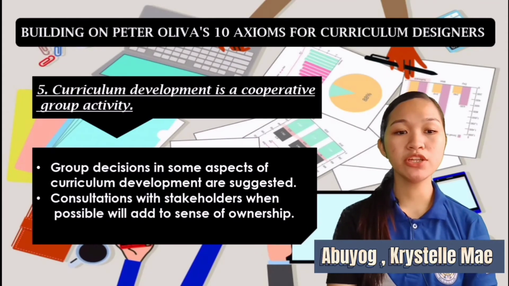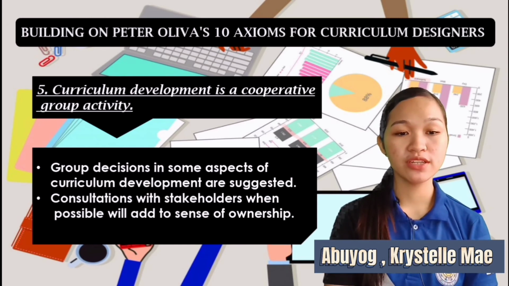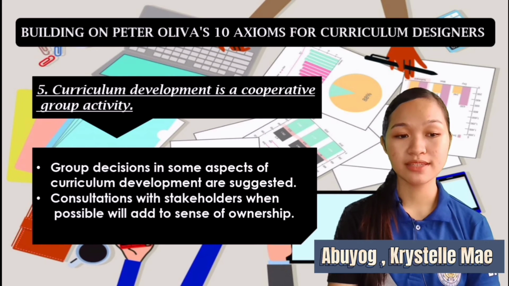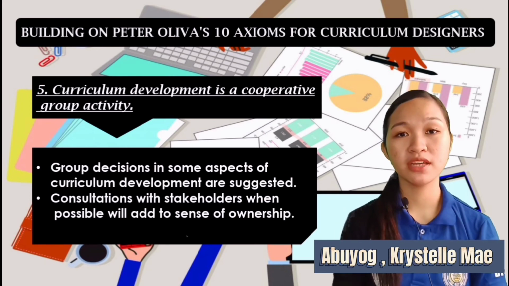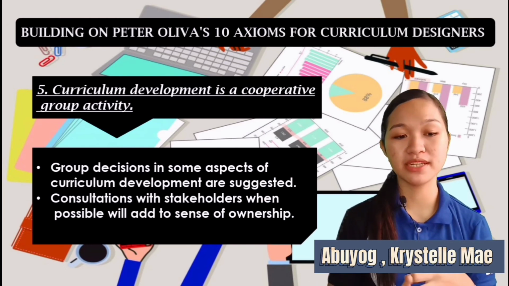Number 5, curriculum development is a cooperative group activity. Group decisions in some aspects of curriculum development are suggested. Consultation with stakeholders, when possible, will add to a sense of ownership. So, any changes in the curriculum should involve the stakeholders, which are the teachers, students, and administrators.